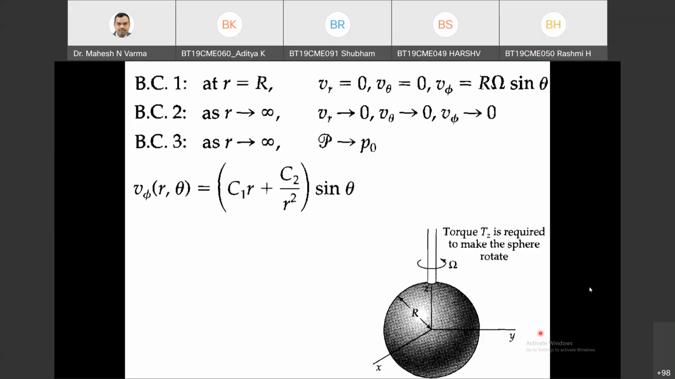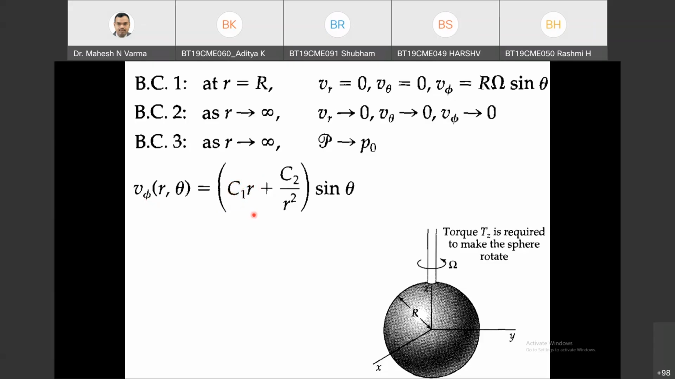We know that v phi should be finite, but if we put r equal to infinity, excellent. Using this boundary condition at r equals to infinity, v phi equals to 0 or v phi is finite. If I put r equals to infinity and c1 has some value, then what is v phi? V phi will be equal to infinity. Certainly this will give me infinity value for v phi. Hence, this term should not be there, or I can call it c1 equals to 0.